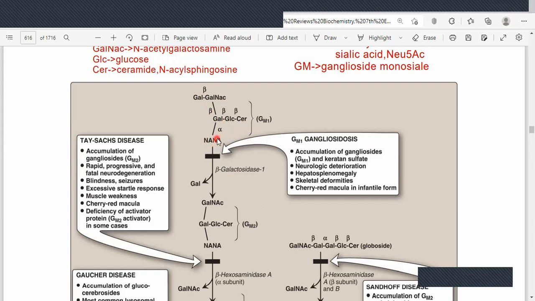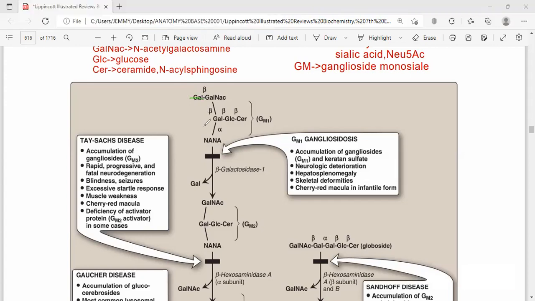So during the degradation, we first cleave out this galactose, which is removed by beta galactosidase 1. You see it has come out, and this is what we have removed. After removing, as you can see, it is coming out here, that group. That reaction is catalyzed by this enzyme, beta galactosidase 1.